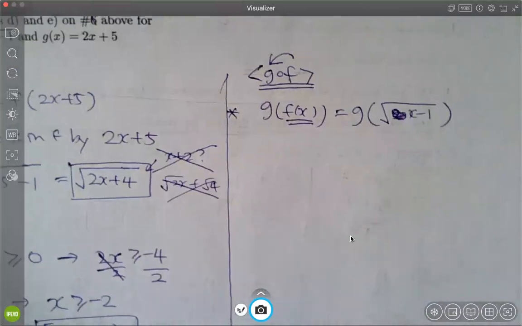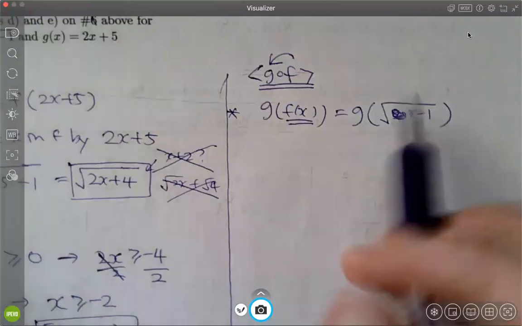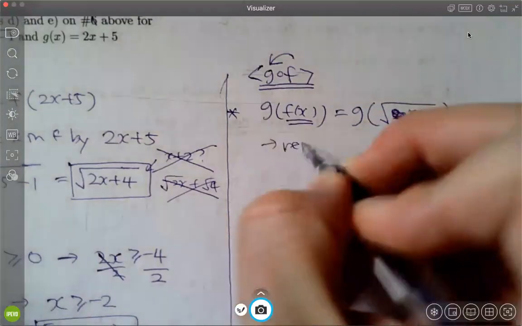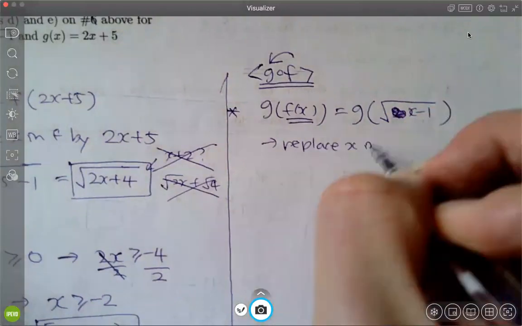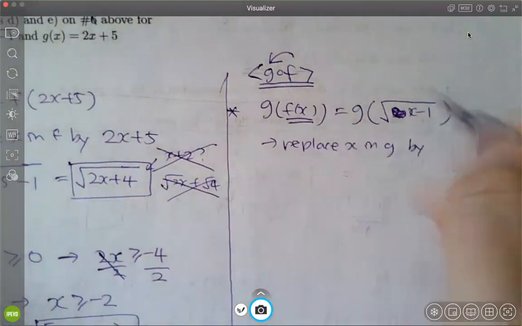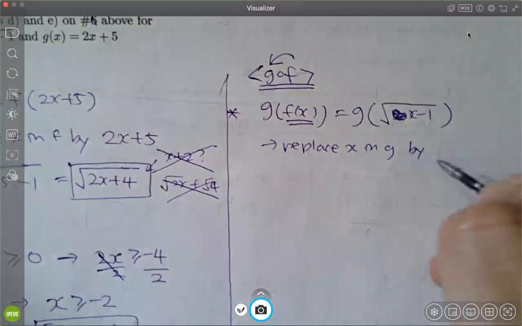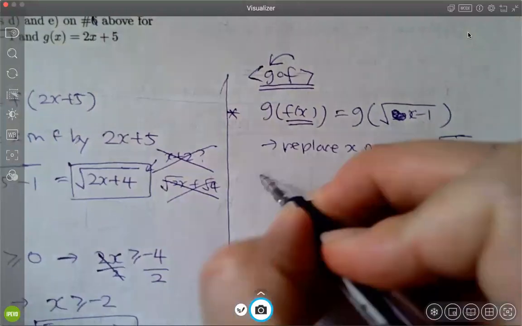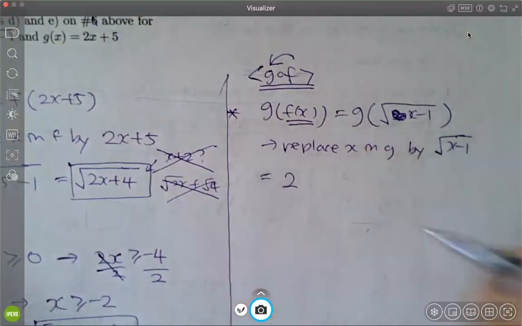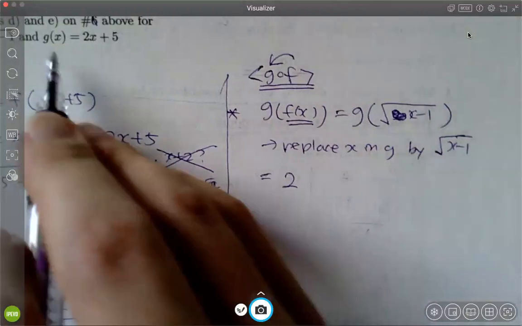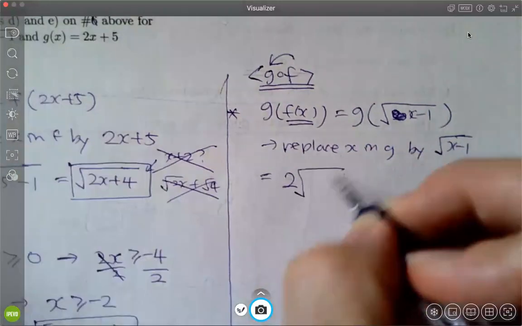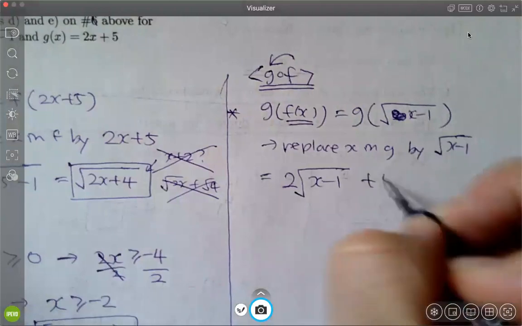What do you do here? Replace the x in g by square root of x minus 1. Yeah, still the same thing, right? So even though we have a square root, that's okay because that entire thing is the input, right? So what do you get? 2 stays the same from G, and then instead of X, we have square root of X minus 1 and then plus 5 in the back, right?